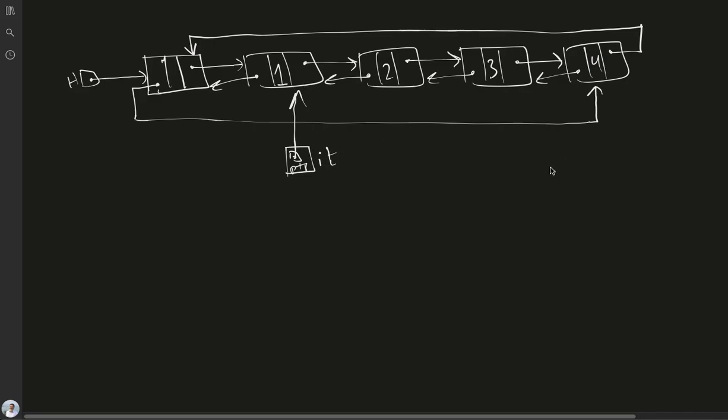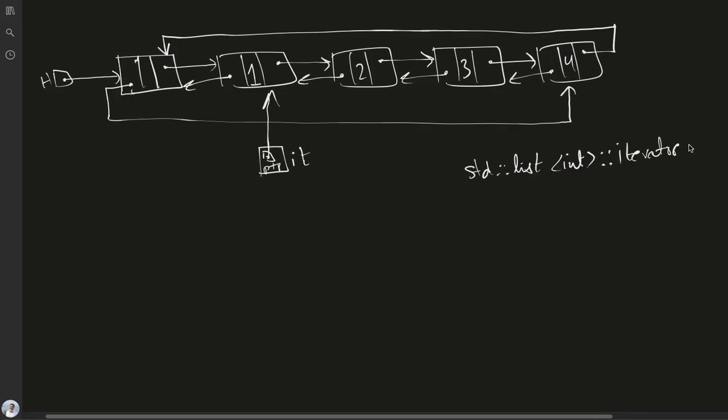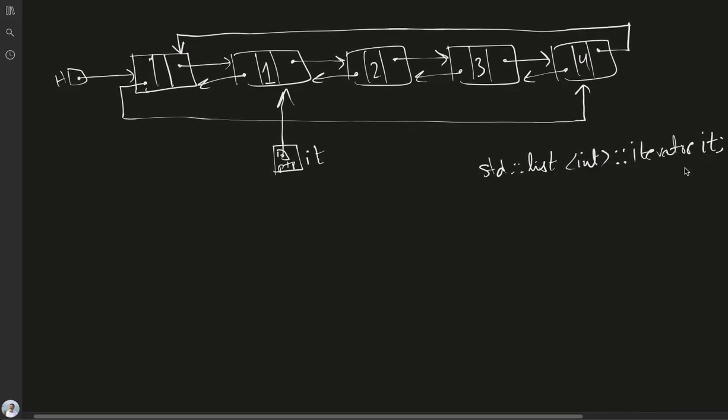If we want to use an iterator in STL, we have to create an iterator object from the abstract data type that we are using. For example, if we are using list, we have to use the iterator provided by the list class. So we would declare it something like this: std::list, let's say it's an integer list. Within this list, we have iterator, right? And we declare it as iterator it. So this is how we declare an iterator.